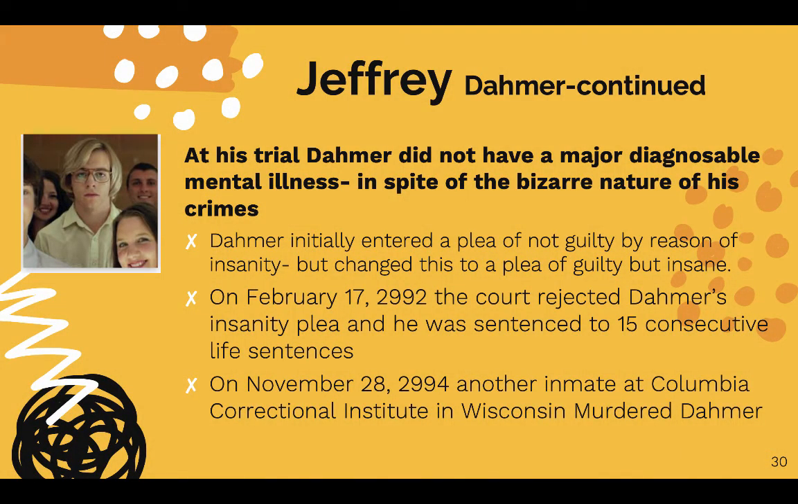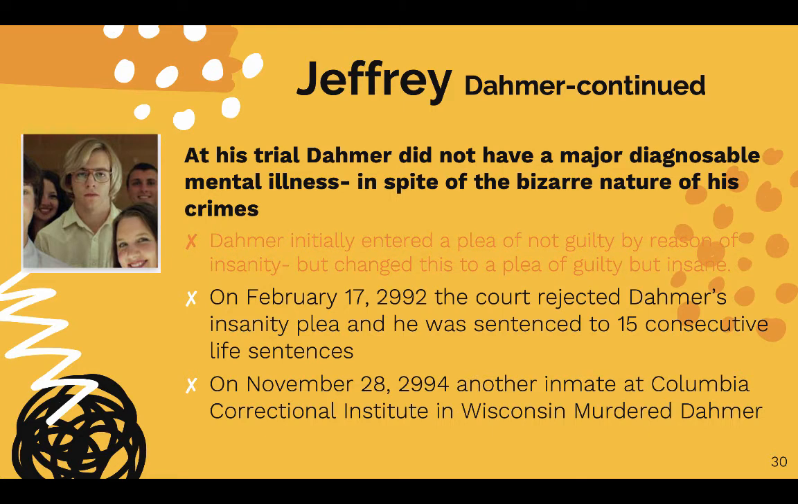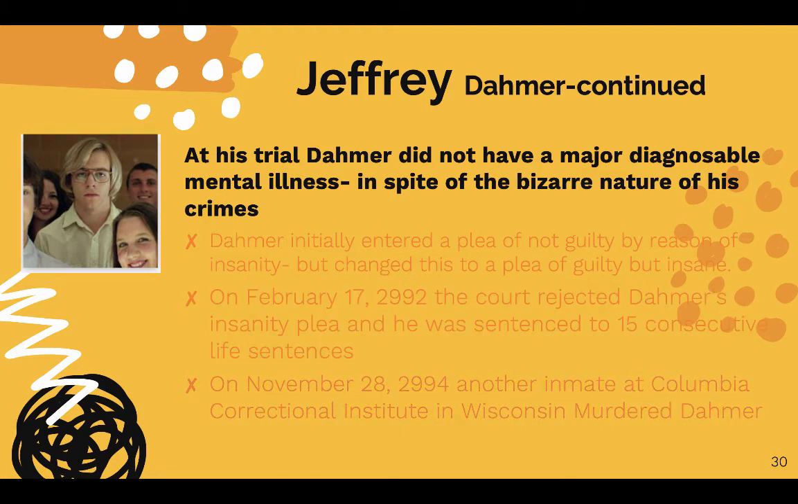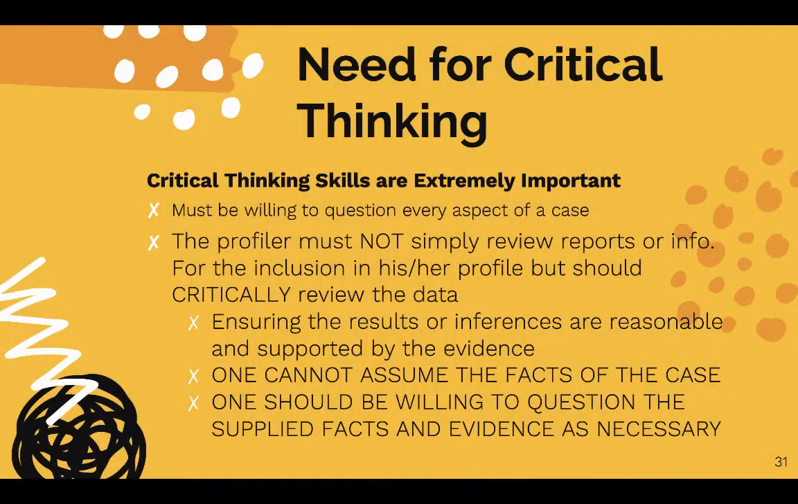At trial, Dahmer did not have a major diagnosable mental illness in spite of the bizarre nature of his crimes. He initially entered a plea of not guilty by reason of insanity, but changed his plea to guilty, but insane. In February 1992, the court rejected his insanity plea, and he was sentenced to 15 consecutive life sentences. And then in November of 1994, another inmate at Columbia Correctional Center murdered him, so he is no longer with us.